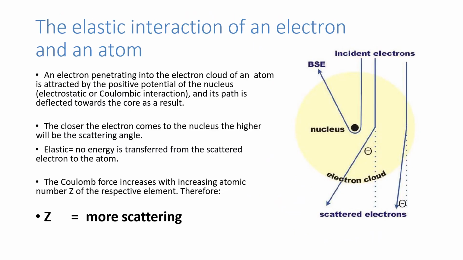Now we understand the elastic interaction of an electron and an atom. An electron penetrating into the electron cloud of an atom is attracted by the positive potential of the nucleus and its path is deflected towards the core. The closer the electron comes to the nucleus, the higher the scattering angle will be. As the Coulomb force increases with increasing atomic number of the element, as the atomic number increases, more scattering takes place.